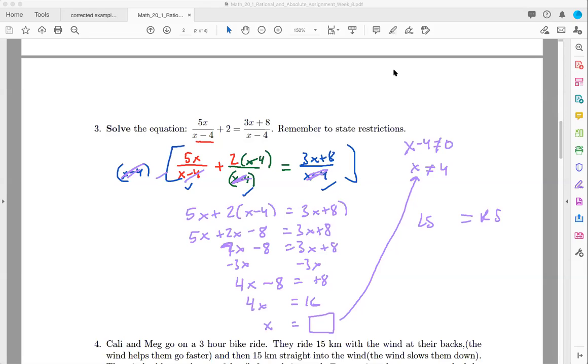But remember that one of the things that you need to watch for is once you have your solutions, you need to check them against the restrictions, and you may even choose to plug them back into the equation to verify that the left side equals the right side. Because in some cases, you might get both answers, you might get one answer, or you might not get any answers at all.